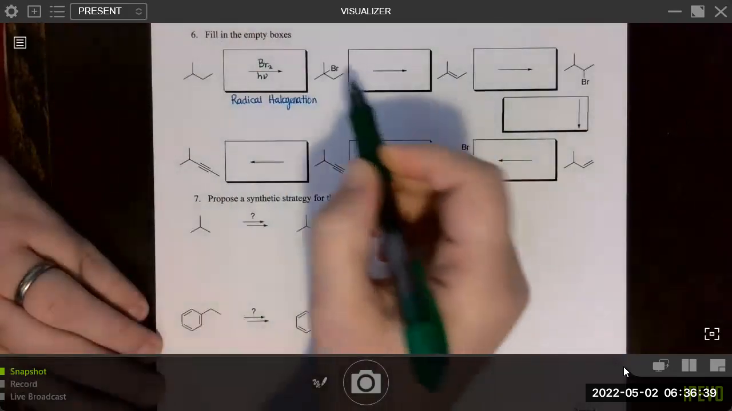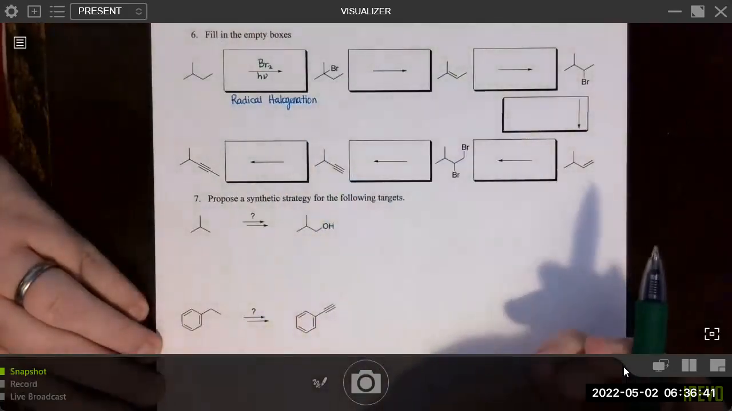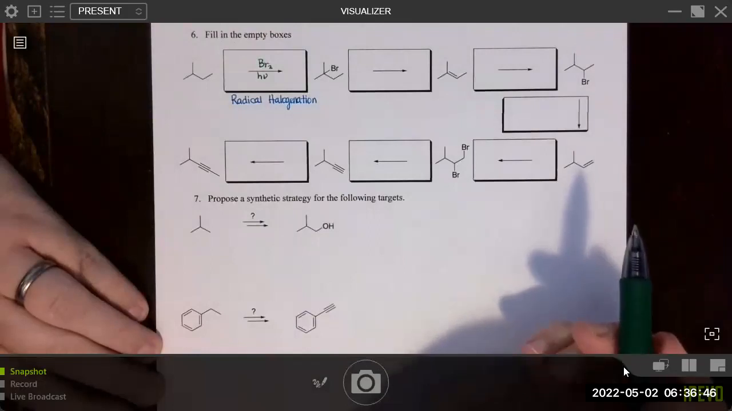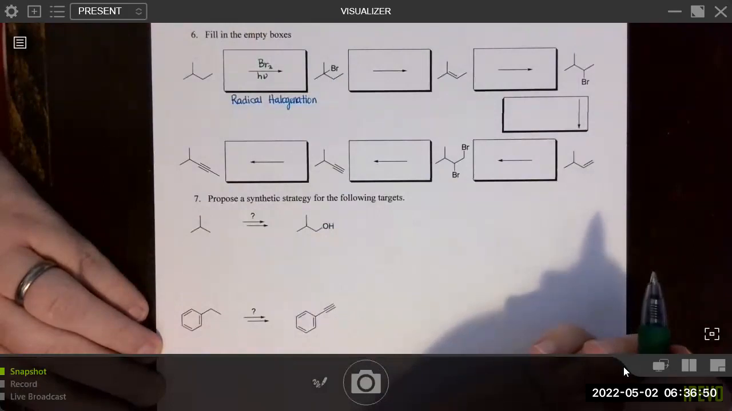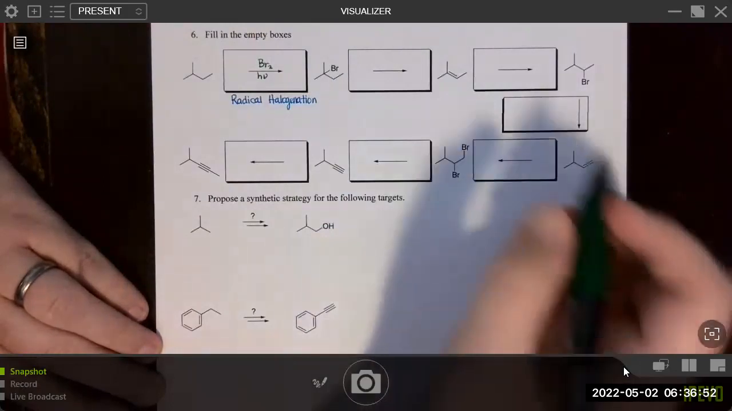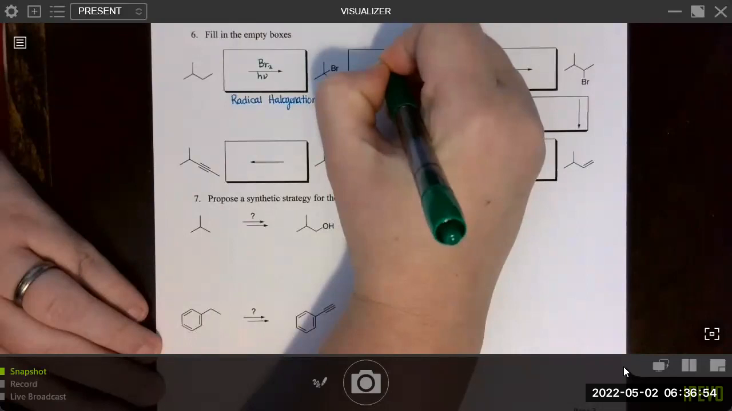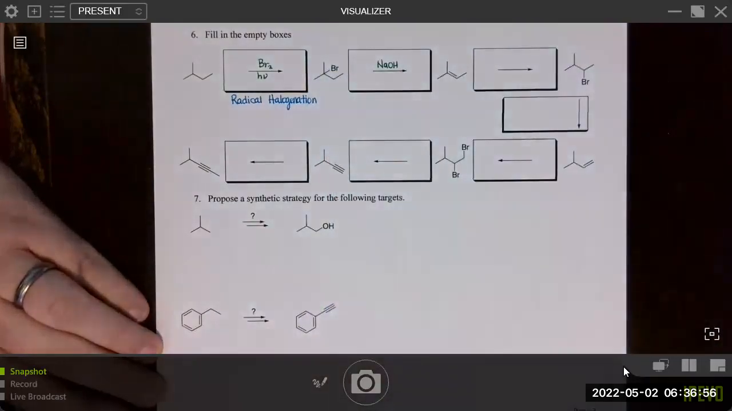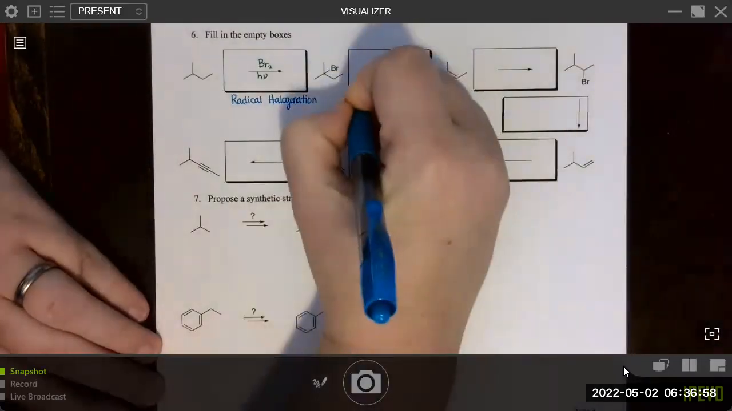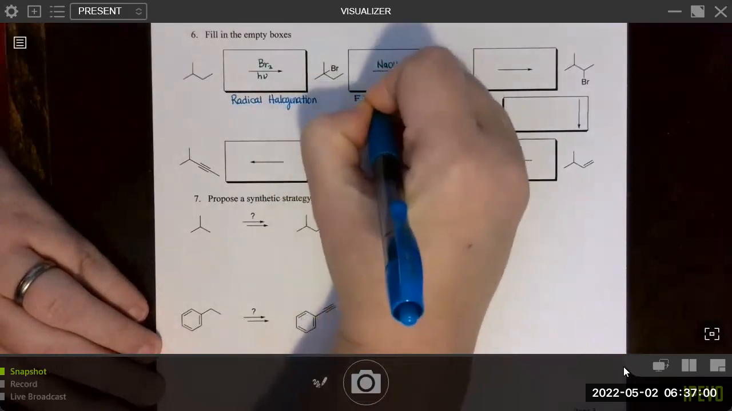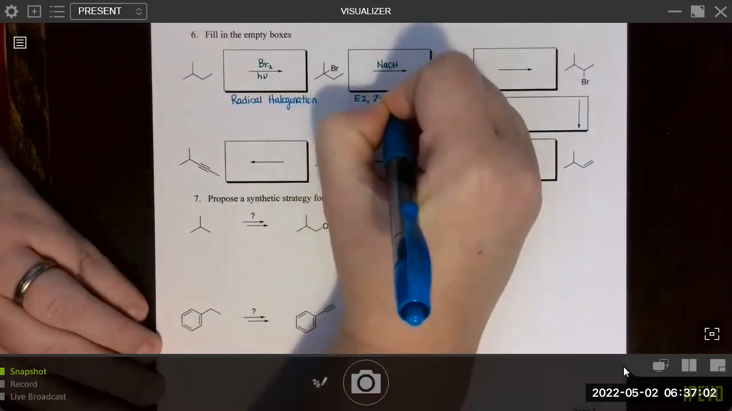And then to go from the alkyl halide to an alkene, we need to do an elimination reaction. This is a Zaitsev elimination. So we'll do E2, and we'll use a small base, like sodium hydroxide, sodium methoxide, or sodium ethoxide. We'll do E2, Zaitsev.